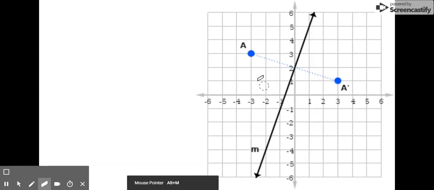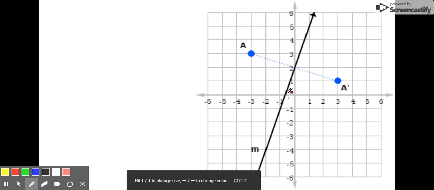And perhaps you can see a little more clearly here that we have the axis of symmetry that is bisecting this segment joining A to A prime at a 90-degree angle. So this distance is split in half.